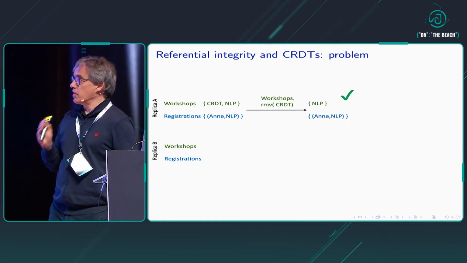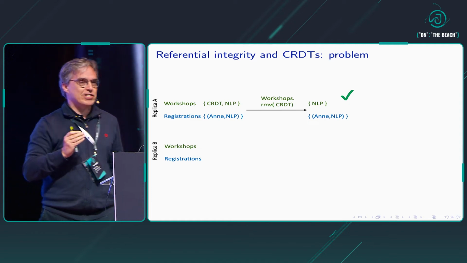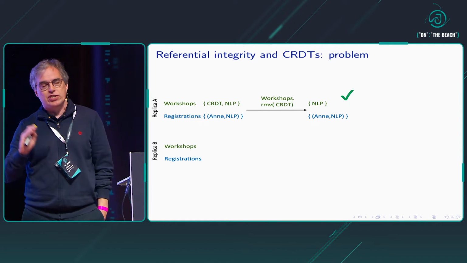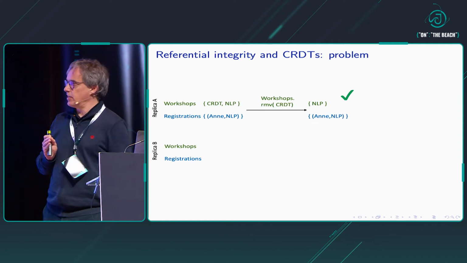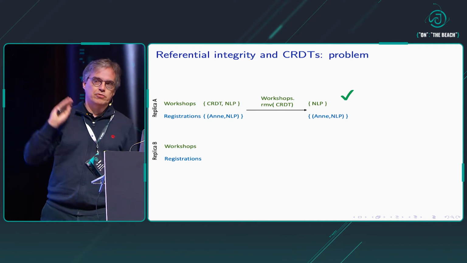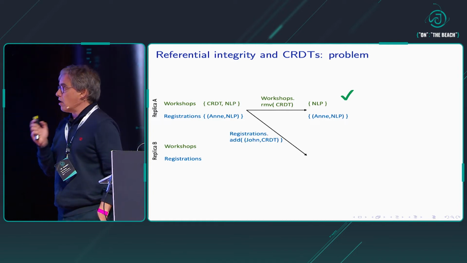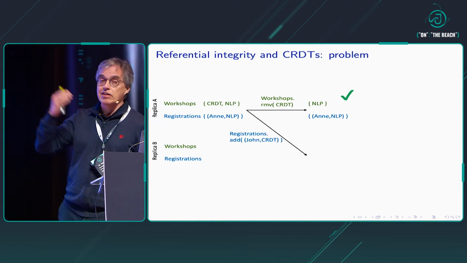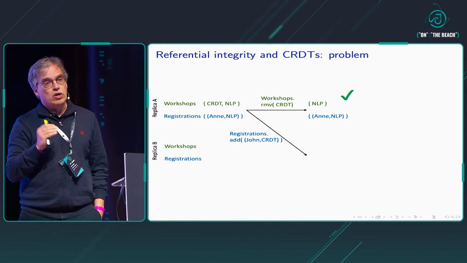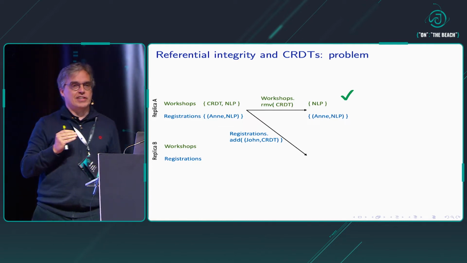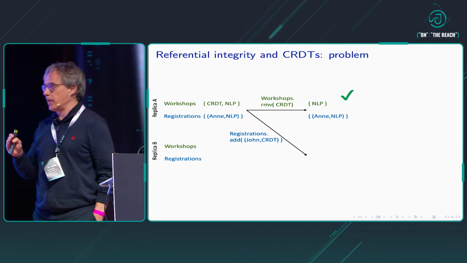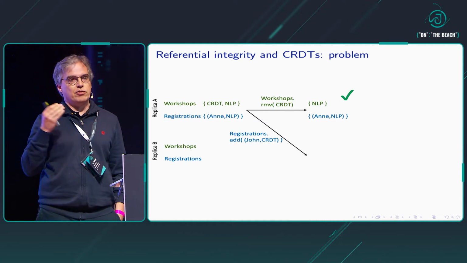Okay, so as there is no registration for the CRDT workshop, we just want to remove the CRDT workshop. Okay, so no one is interested in that, so let's remove it. So the problem now comes if in another replica, we have someone that is interested in the CRDT workshop, and John wants to register in that workshop.